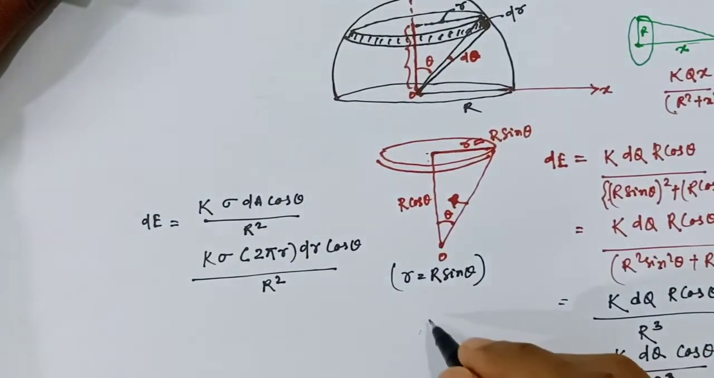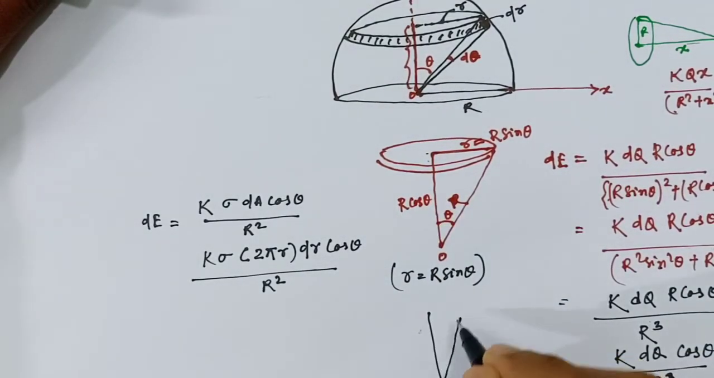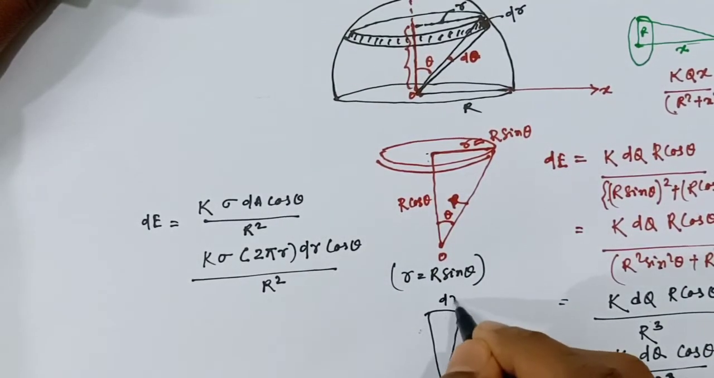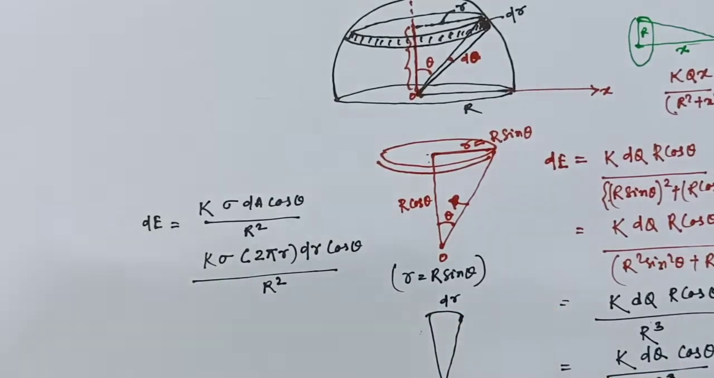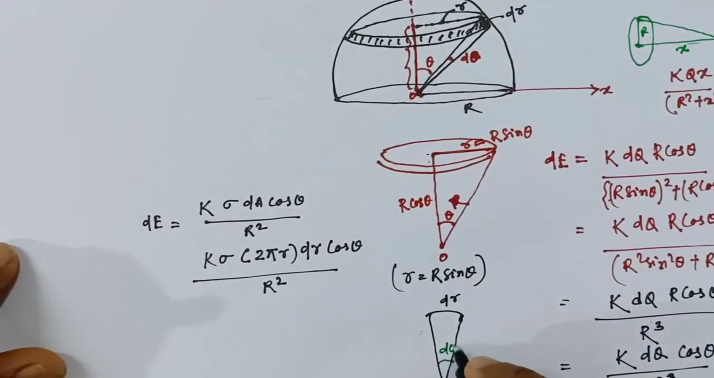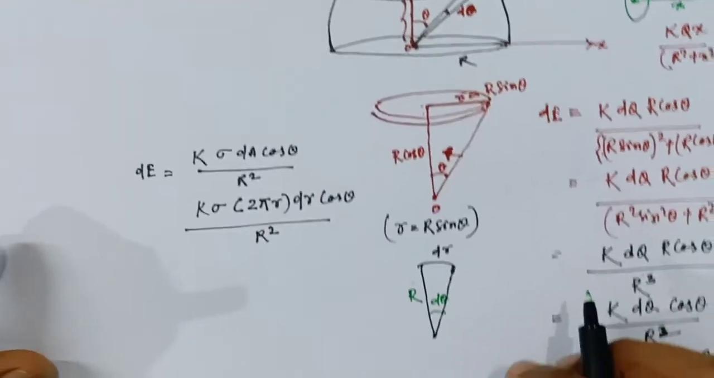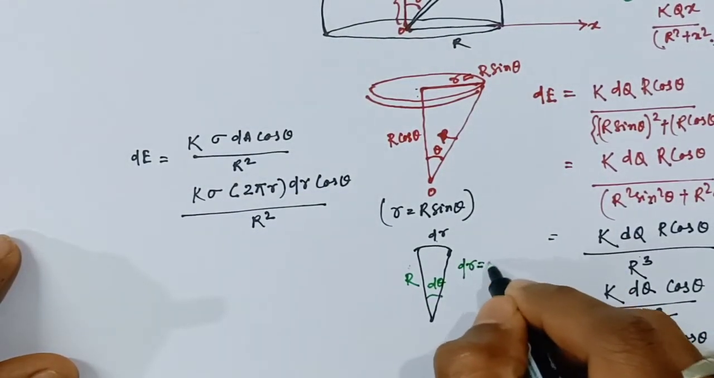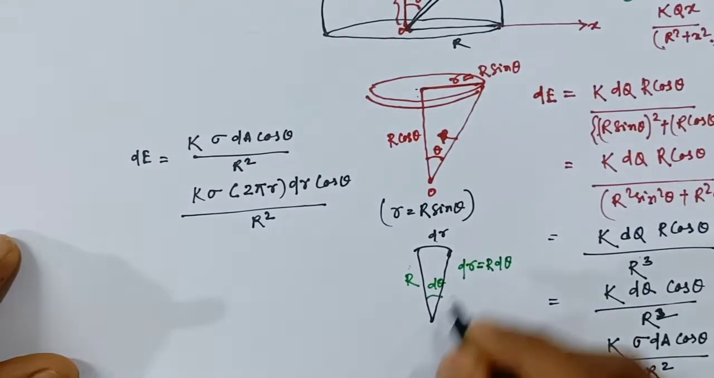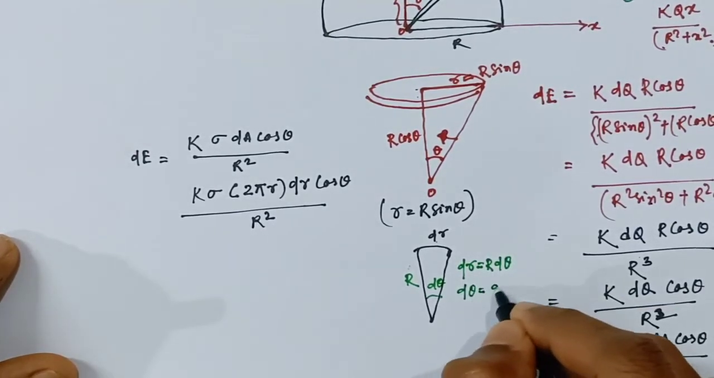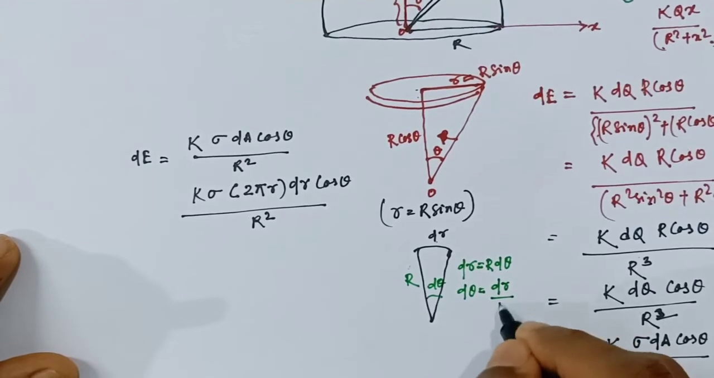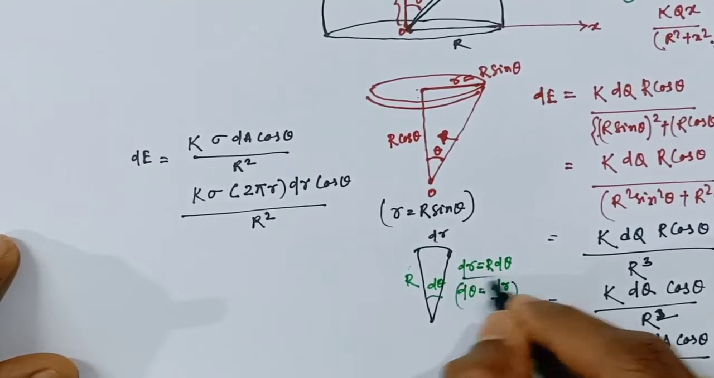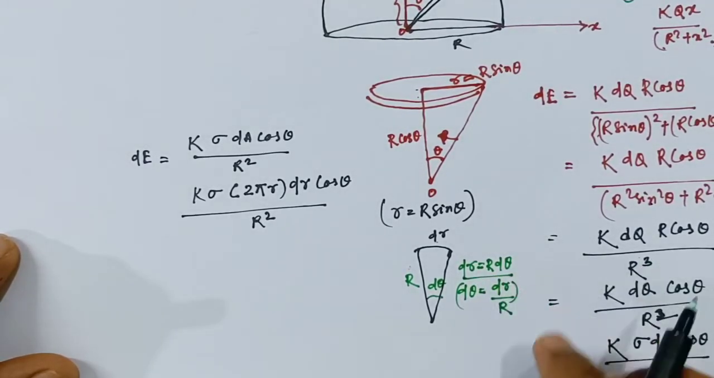And if someone observes a little carefully, this is my dr, and this is d theta, and this is R. The expression of dr can be written as R d theta, because angle equals arc upon radius. So using this concept, we can write dr equals R d theta.